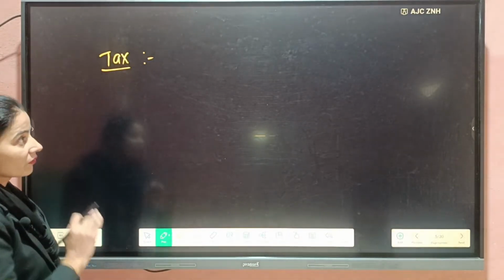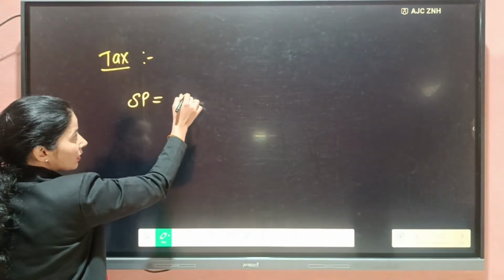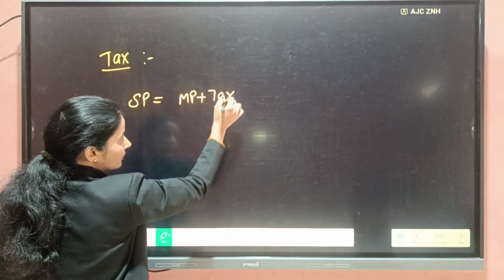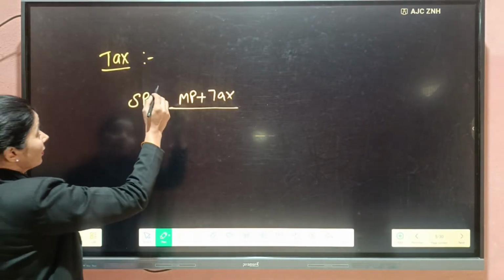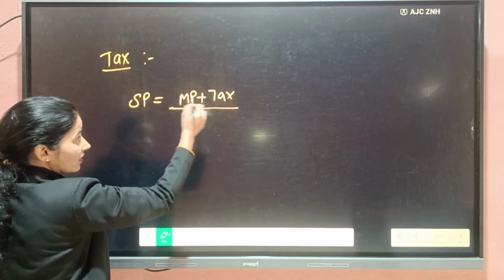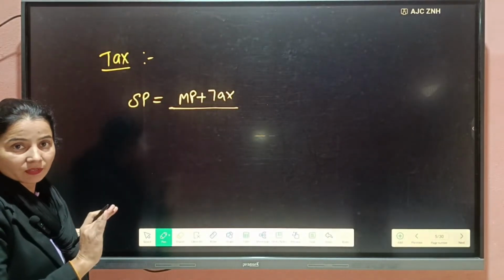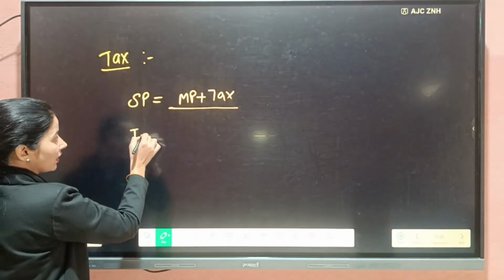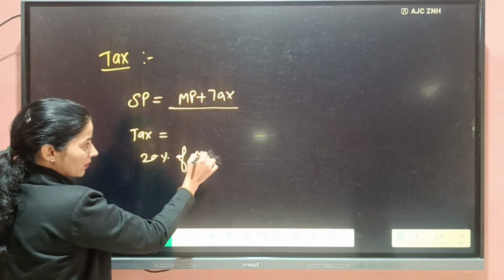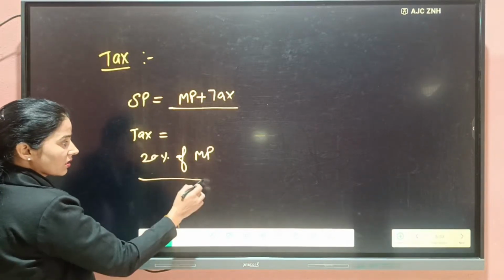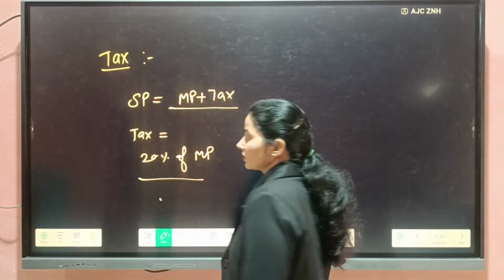Now, how you can find out tax? Tax is just selling price. If we have to find out, then marked price plus your tax, that will be your selling price. Now see, this tax is also calculated on marked price. If you have to find out tax, then suppose it is 20% of your marked price, then you can find out easily this tax, and then you can find out your selling price. What will be your selling price after getting this tax?